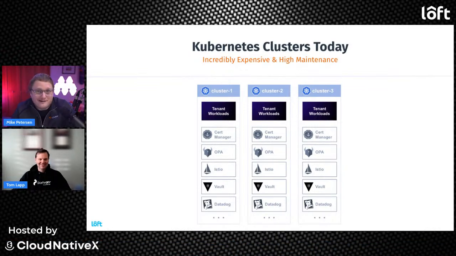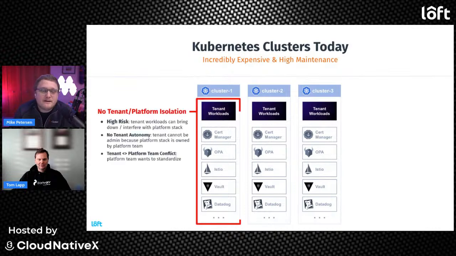All right, slide one. Kubernetes clusters today. So they're incredibly expensive and high maintenance. This is kind of currently what the setup looks like. So there's no tenant platform isolation besides like namespacing. High risk tenant workloads can bring down, interfere with the platform stack. Tenants cannot be admin because the platform stack is owned by the platform team.